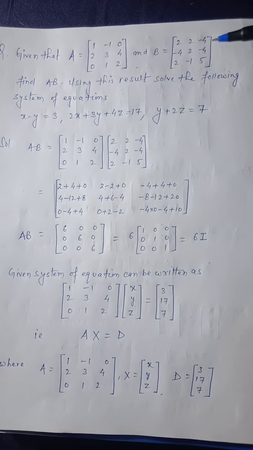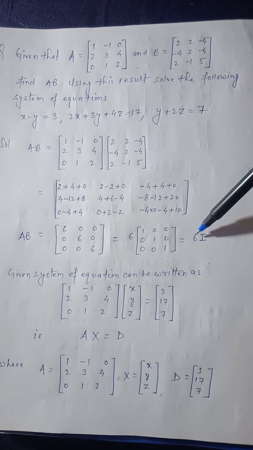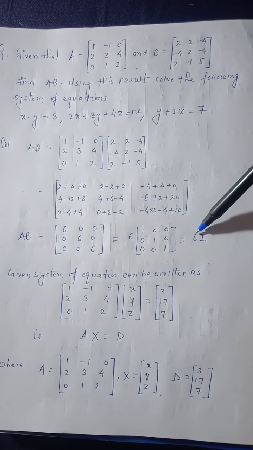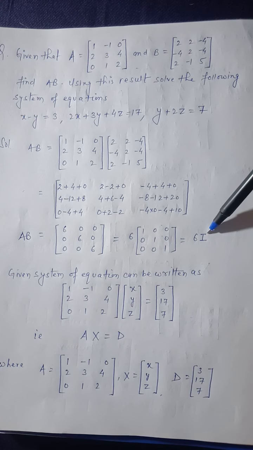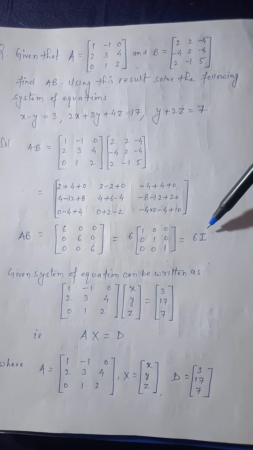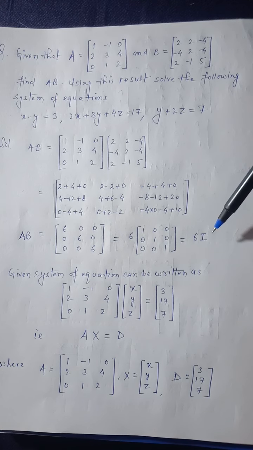Note one thing: in such types of problems, the product AB will always be an identity matrix with some scalar. So here we are getting 6I; in other cases you may get 7I, 2I, 4I, anything, but the product AB will always be the product of a scalar and an identity matrix. Now you can see that by using this result, there is no need to find the adjoint of A, because our main task is to find A inverse. So now this result is that AB is 6I.